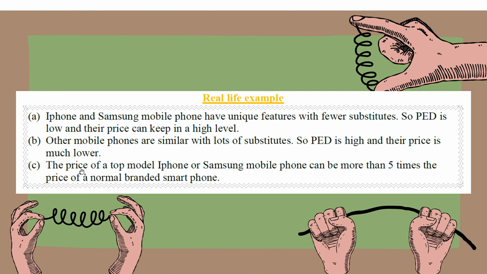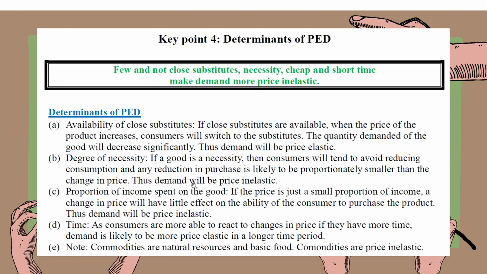So, for example, there's quite a big difference. The price of the top model of iPhone and Samsung phone and the normal one can be 5 times as high. Wow, buying one iPhone can buy 5 other brands' smartphones. Very big difference, right? So how do we determine PED? There are a lot of factors affecting it.